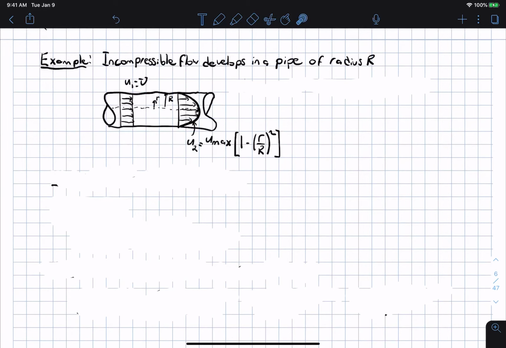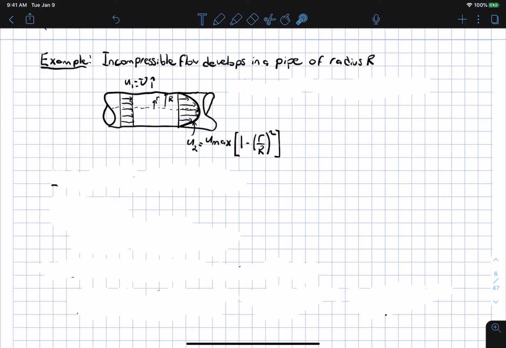And at this station here, we have a perfectly flat profile in the pipe. And the velocity here is uniform, and it is going in the x direction. So that is U i hat. Okay, and we're going to define r as going out from the center line of the pipe, and cap R as the radius of the pipe.